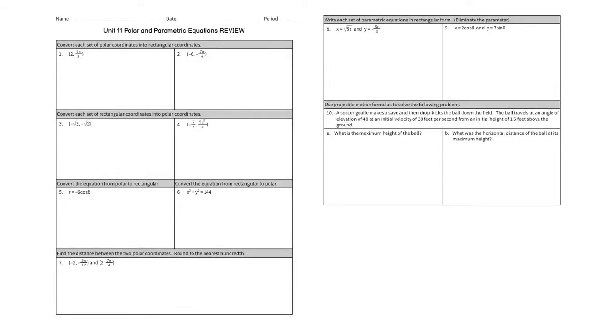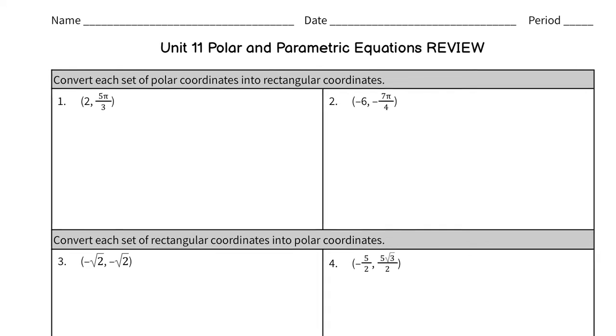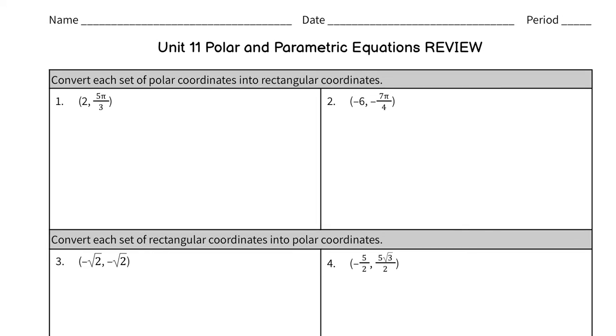Hey guys, today we're going to review Unit 11, which was all about polar and parametric equations. So jumping right in, this first set of questions asks to convert each set of polar coordinates into rectangular coordinates. Polar coordinates are in the form r comma theta. They want us to convert this into x comma y.